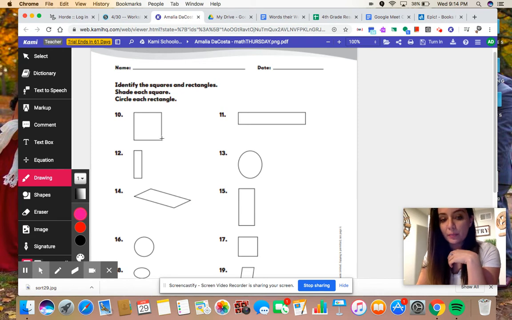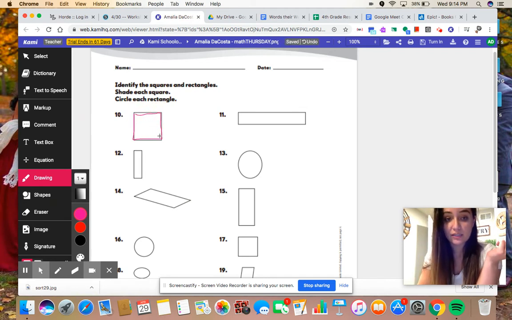So let's look at number 10. Is this shape a square or a rectangle? Is it one of those two? Yes, it is. Which one is it? Well, I know that it is a square. How do I know that? Because all of the sides are equal length, okay? So it says to shade the square. So you can shade it in. It doesn't need to be perfect, okay? Just make sure that you are shading it in, okay?